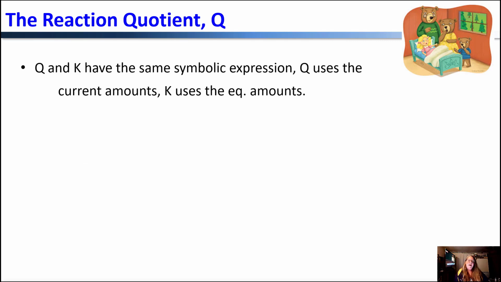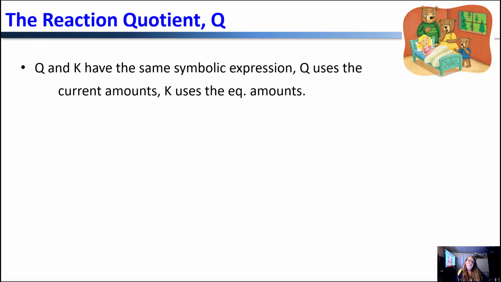So Q and K have the exact same equation. The same way you write a K equation, an equilibrium expression, you will write Q. Q is just the reaction quotient. It is a capital Q, not a little q like for heat. You're going to use the amounts that you currently have, because you don't know if those amounts are at equilibrium or not. That's the purpose of it.